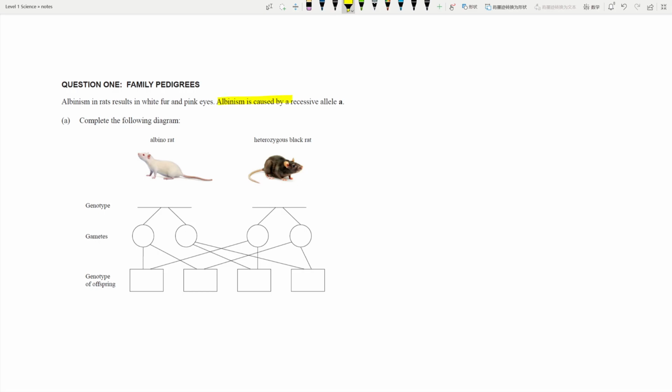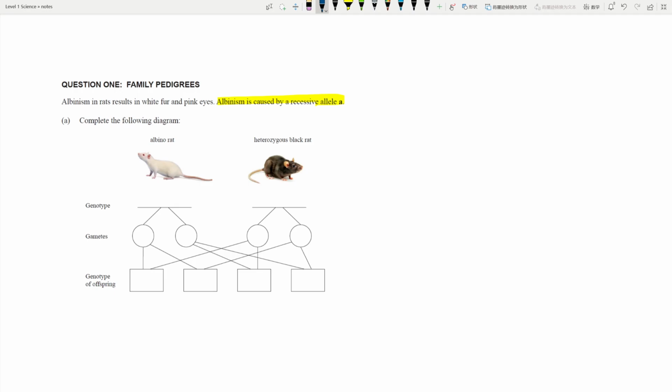Albinism is caused by a recessive allele, small a. When you get told this, they always give you the letters to use. They always tell you which one's dominant and which one's recessive. In some questions they give you the pedigree chart and ask you to figure out which one's dominant and which is recessive, which we can look at in some of the examples given below.